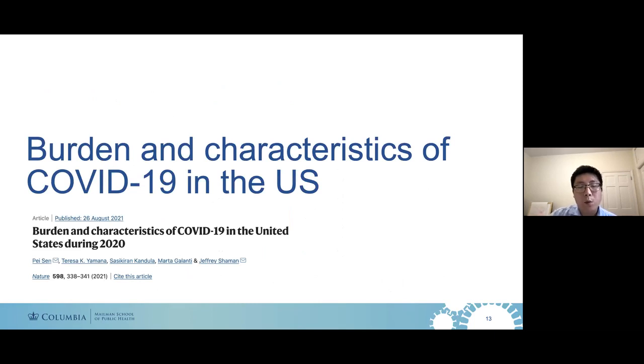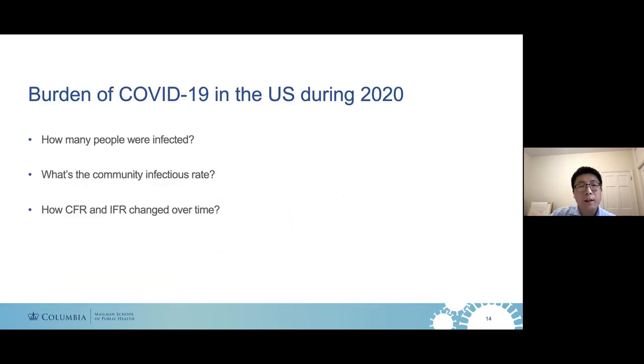So in the second study, we want to estimate the burden and the characteristics of COVID-19 in the US during 2020. Here we focus our study on 2020, before the massive rollout of vaccination in the US. In this study, we want to ask three important questions. How many people were infected in the US by the end of 2020? What's the community infectious rate, which is defined as the percentage of the contagious population in a community at a given time? And also how did CFR, case fatality rate, and IFR, infection fatality rate, change over time?